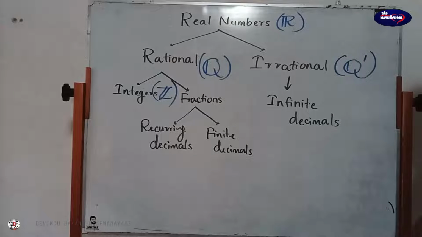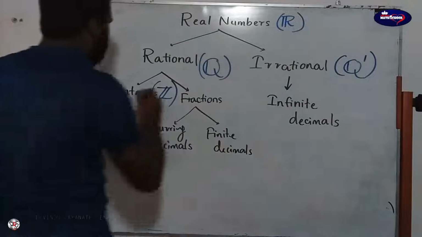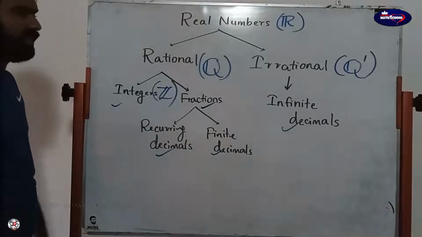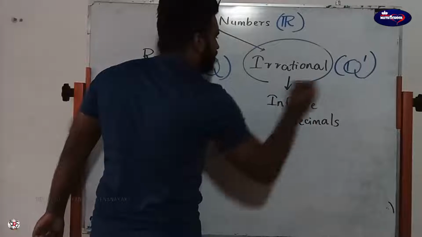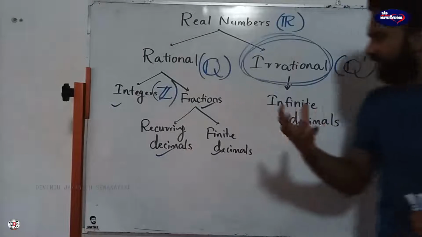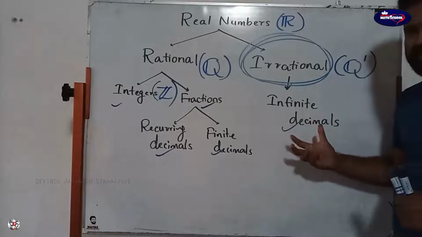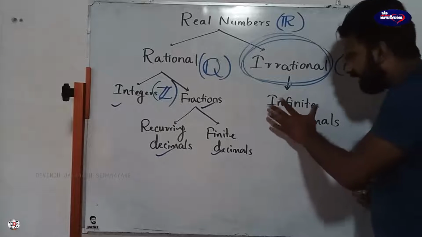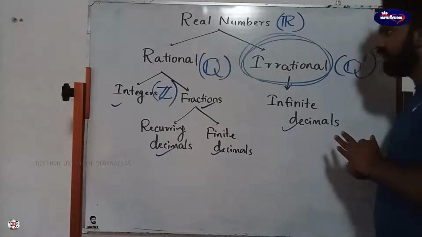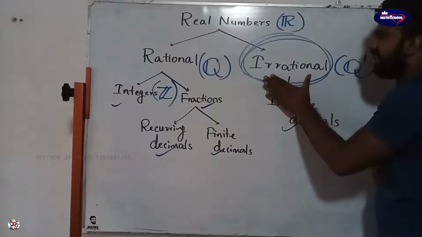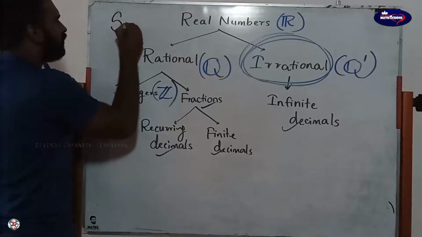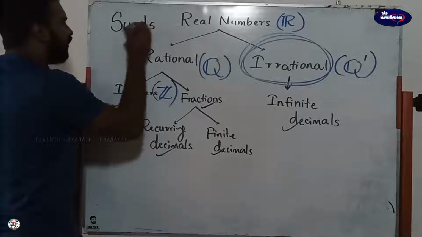Today the part I am going to discuss is the irrational numbers, that means the infinite decimals. We learned about the infinite decimals on the previous day. Now, in this case, we have something called surds. So today I am going to discuss those surds. This will be today's topic.